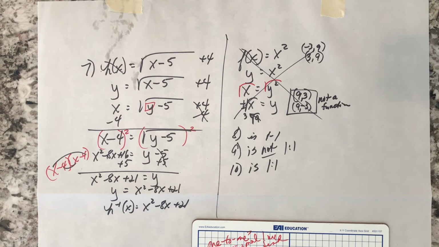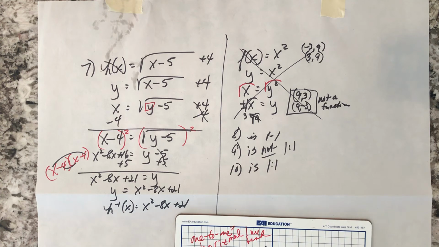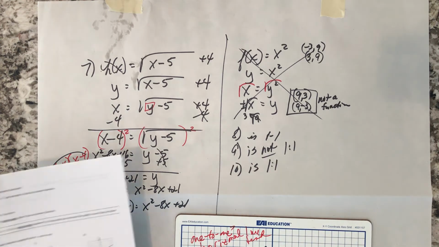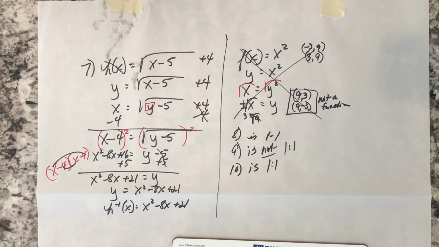Number 11 is asking you to draw that onto a graph. I'm not happy about this. Let me use red. So let's see what these points are. Let's start there. Let's look at number 11 and see what the points are.